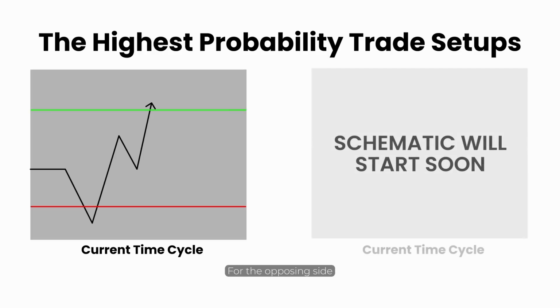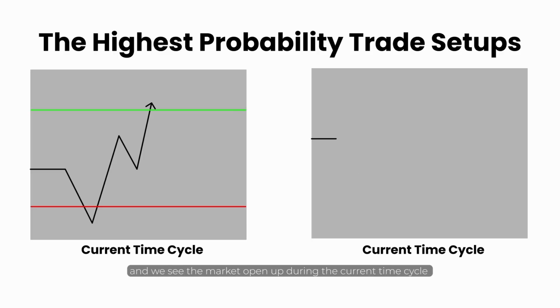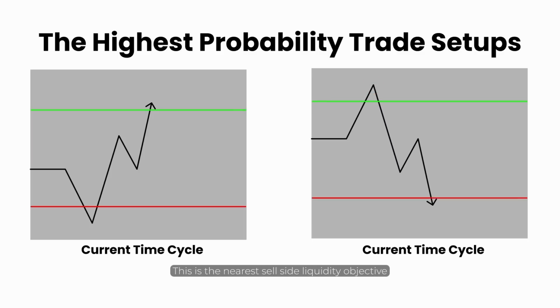For the opposing side, meaning a bearish scenario, it would look like the following. Where we anticipate lower prices to take place and we see the market open up during the current time cycle, and we already know where the high and low are of the previous time cycle, we anticipate the market to run up higher to take out the previous cycle high. This is manipulation which is taking place. When the market then rejects this high, we anticipate the market to distribute towards the downside to draw towards that previous cycle low. This is the nearest sell-side liquidity objective.